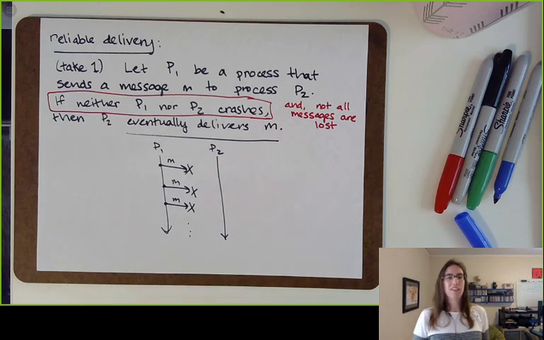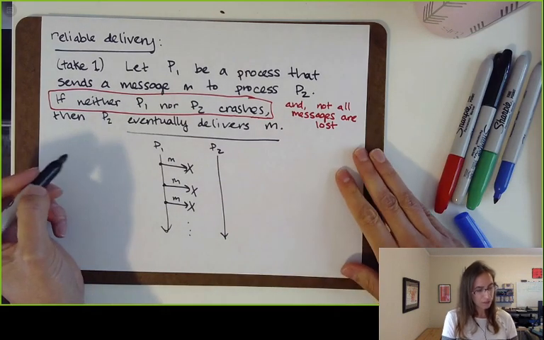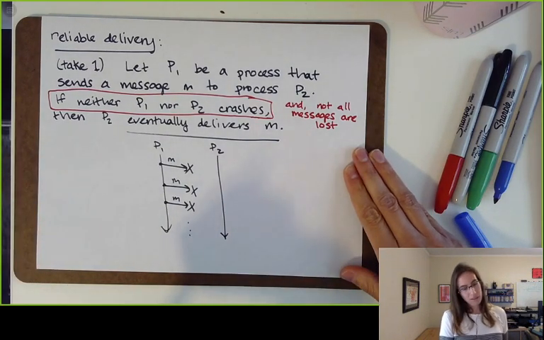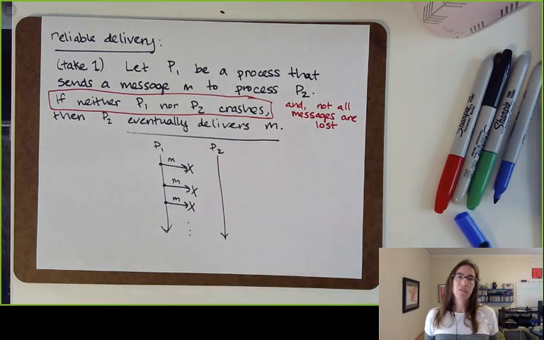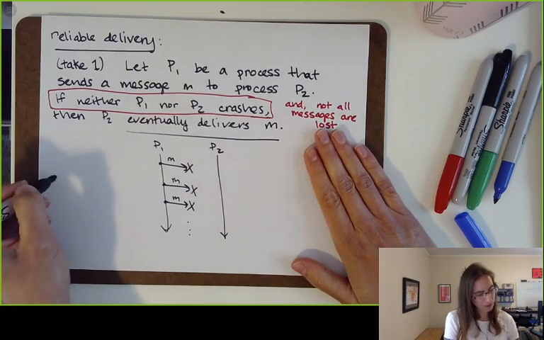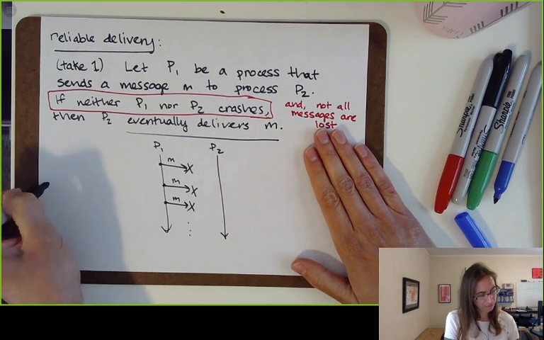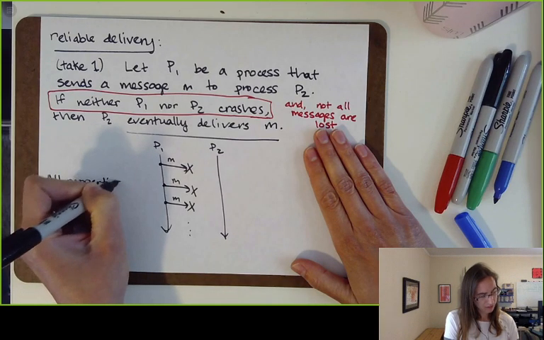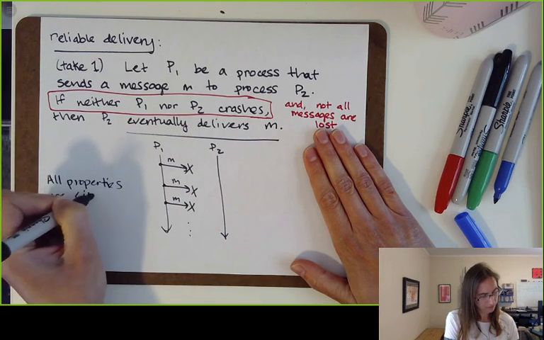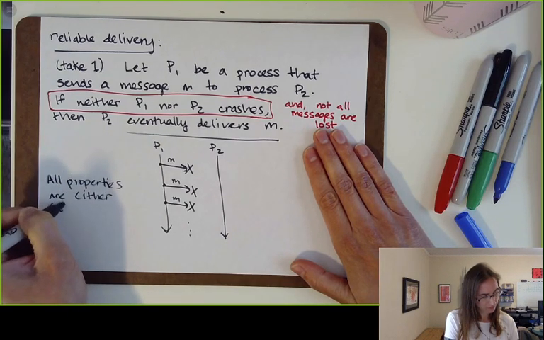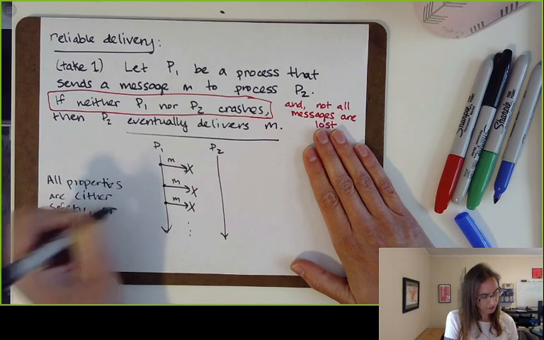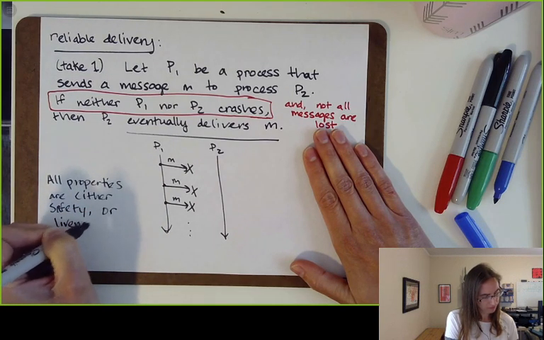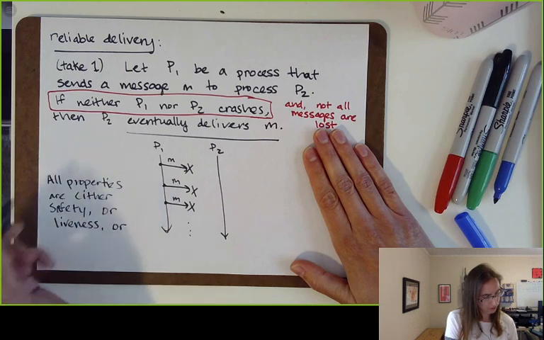Somebody just asked, will we dive deeper into why every property is either safety or liveness? That's a great question. So I don't think we're going to dive too deeply into it, but I can refer you to some papers. For the moment, I'm going to ask you to take on faith that all properties are either safety or liveness or a combination.